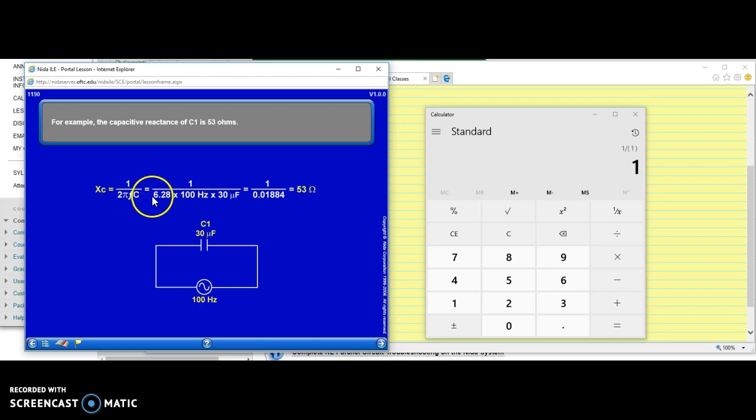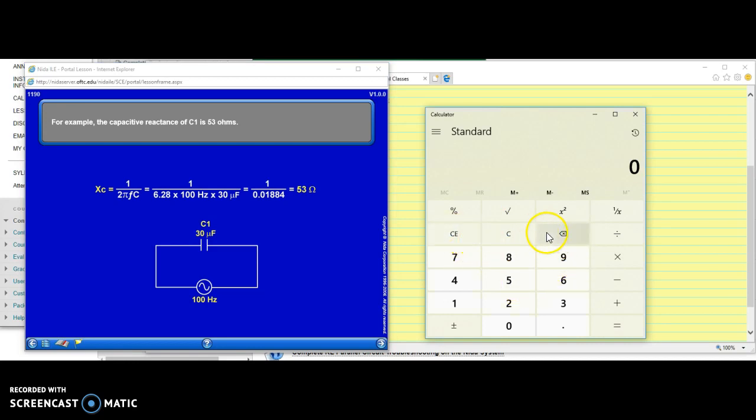But anyway, getting back to this, 2 pi is 6.28. Frequency is 100 hertz, and capacitance is 30 microfarads. And if we do that math, we come up with 53 ohms. So let's do that on our calculator. I'm going to clear my calculator over here.